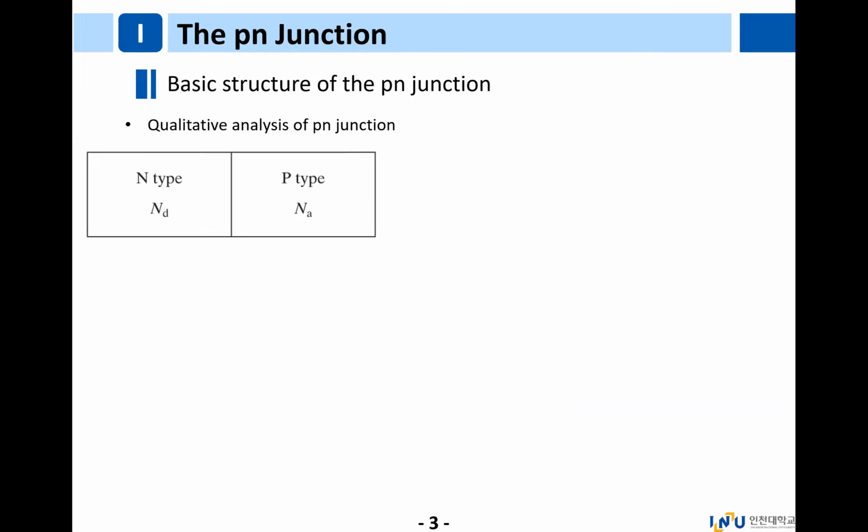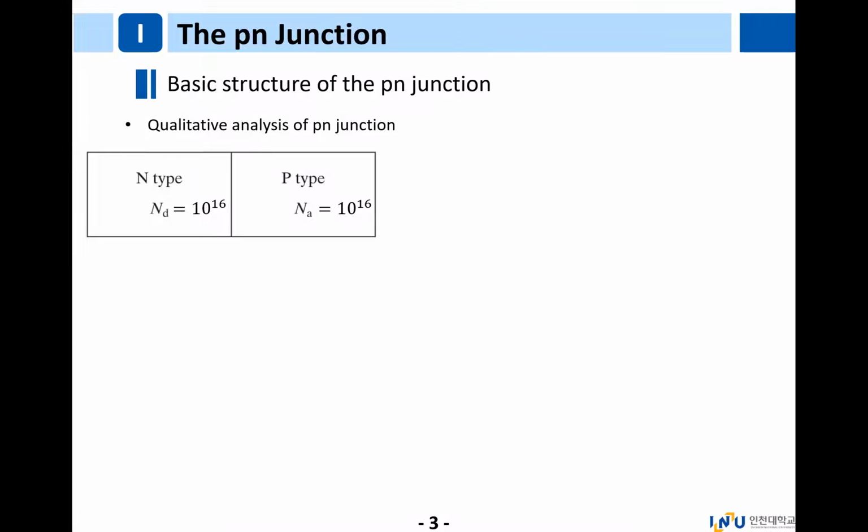Now, let's interpret the p-n junction in detail. Let's assume that n-type and p-type semiconductors, each doped with a concentration of 10 to the 16th power, form a junction. When interpreting semiconductor devices, the first step is to draw the energy band diagram.